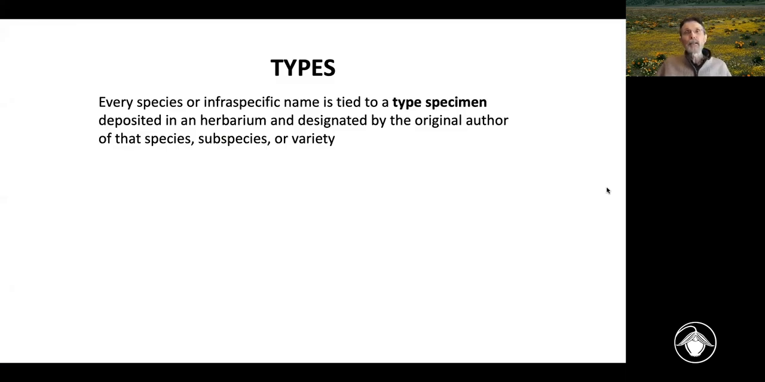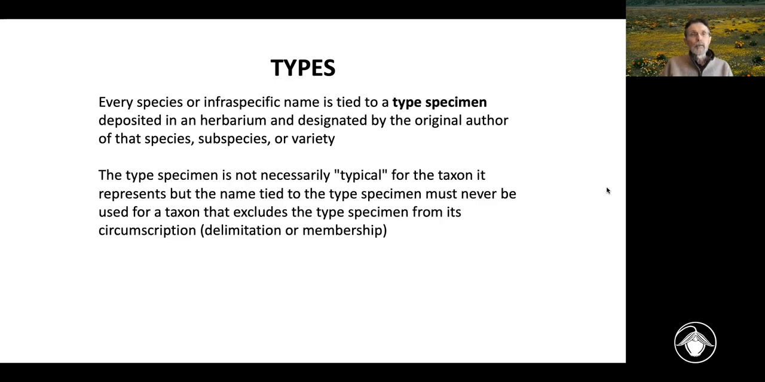So first thing I want to mention is the issue of types. Every species or infraspecific name, that is subspecies or varietal name, is tied to a type specimen that's deposited in a herbarium and designated by the original author of that species, subspecies, or variety as the type. An important point is the type specimen is not necessarily typical for the taxon it represents. That is, it may not have the average morphology, but the name is tied to the types.